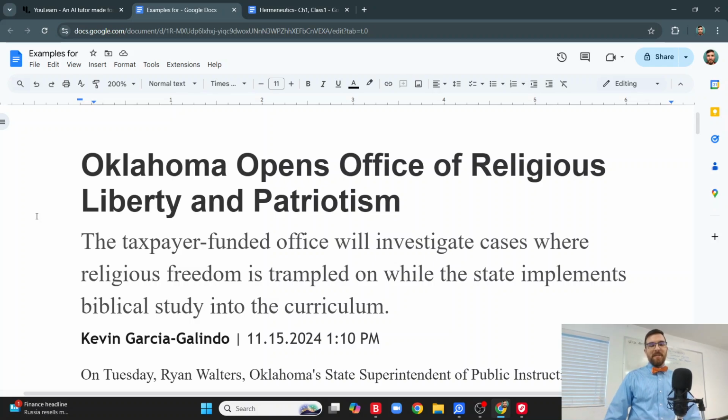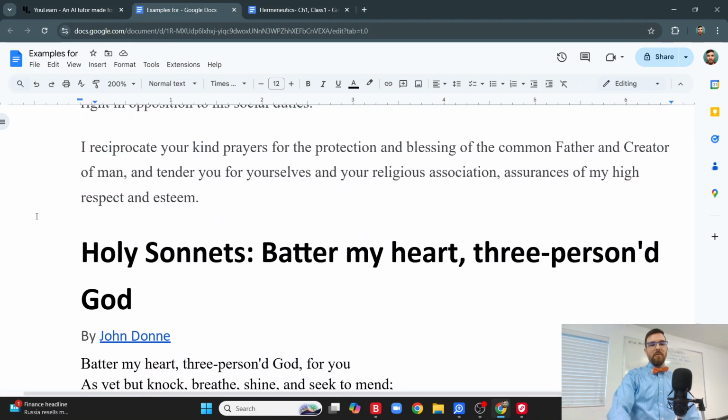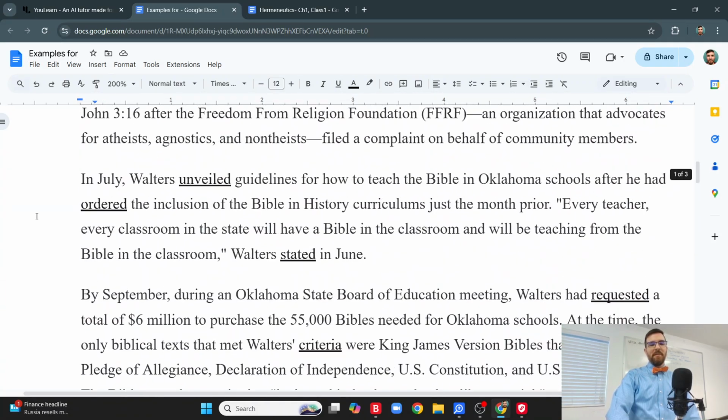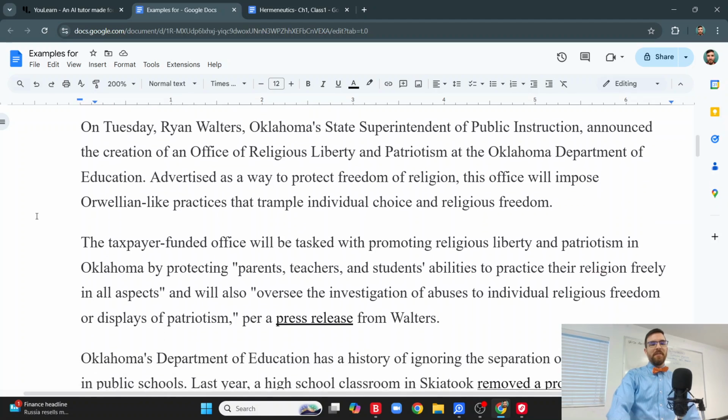And then it has the subtitle, the taxpayer-funded office will investigate cases where religious freedom is trampled on while the state implements biblical study into the curriculum. Oh, whoops. Those are other examples. I don't want you to see those. All right, so on Tuesday, Ryan Walters, Oklahoma State's Superintendent of Public Instruction, announced the creation of an Office of Religious Liberty and Patriotism at the Oklahoma Department of Education. Advertised as a way to protect freedom of religion, this office will impose Orwellian-like practices that trample individual choice and religious freedom.